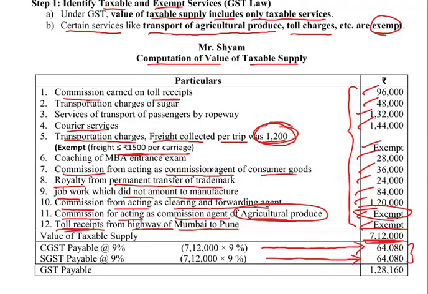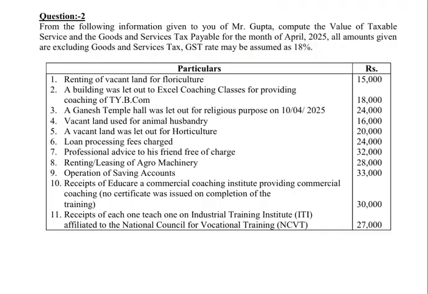1,28,160. So this is what the value of supply is determined and the GST payable is calculated. Okay, let us come to the next question.